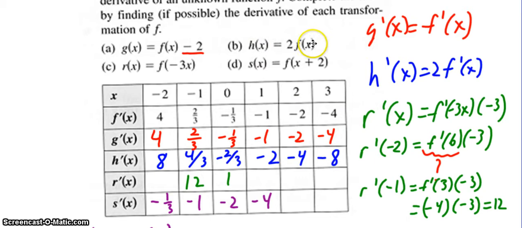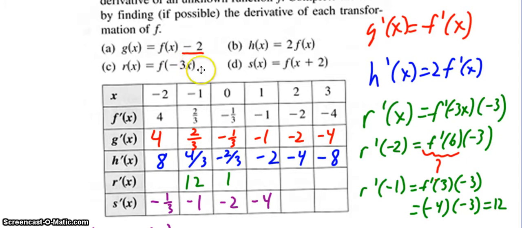h of x is 2 times f of x. So therefore, h prime of x is 2 times f prime of x, because this is a constant. So again, I can just multiply all the values by 2, and I can find all the values for h prime of x. r of x is f of -3x.